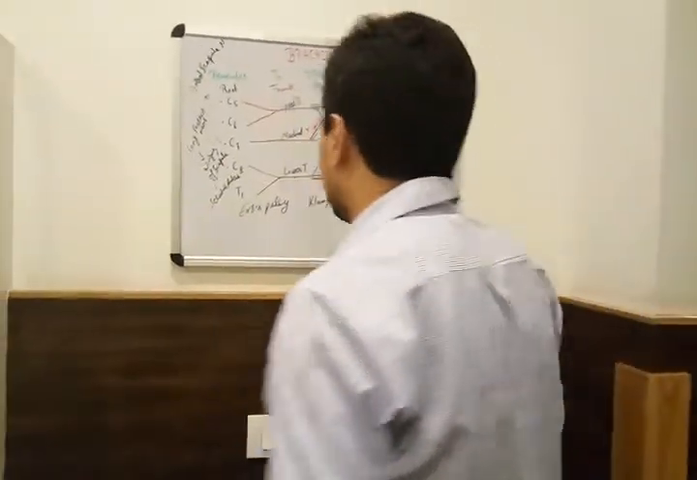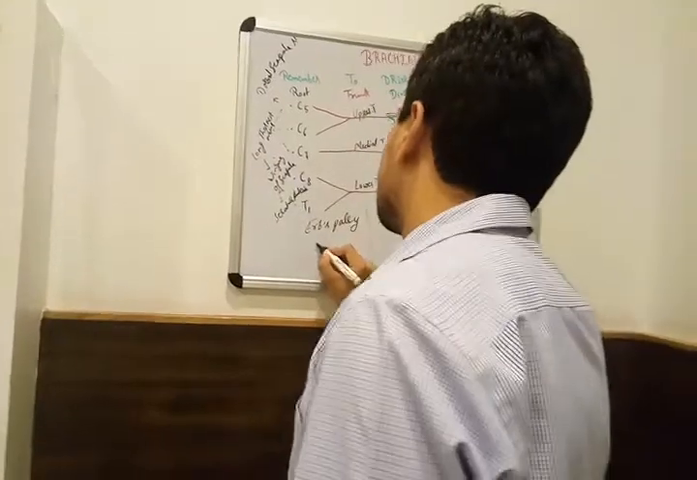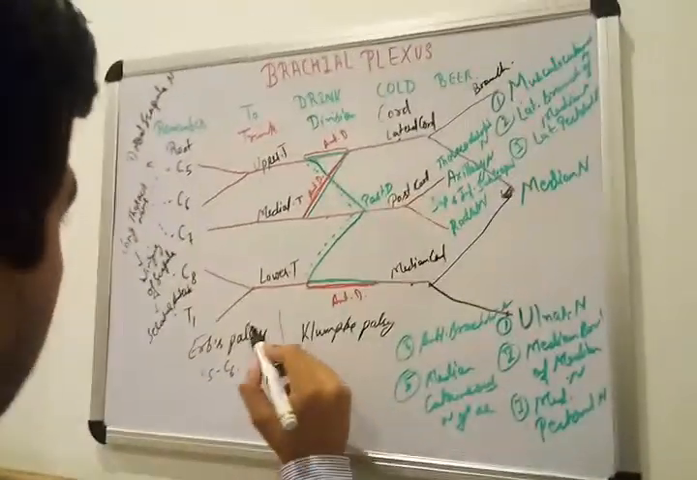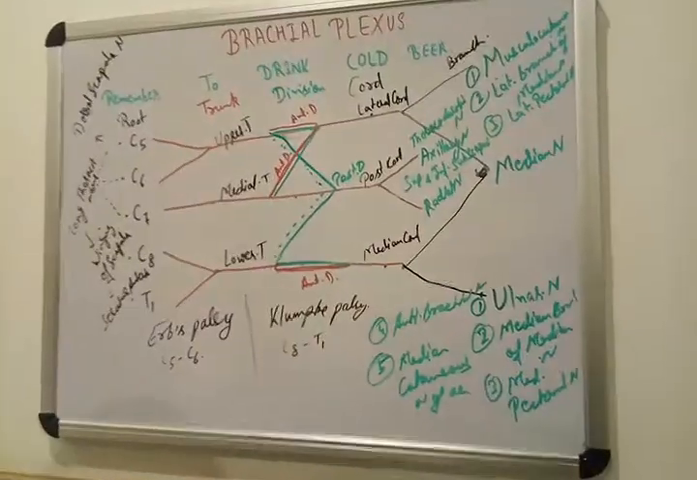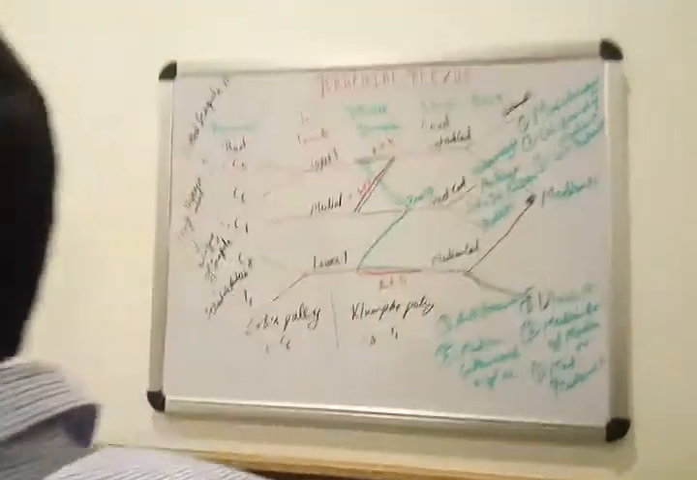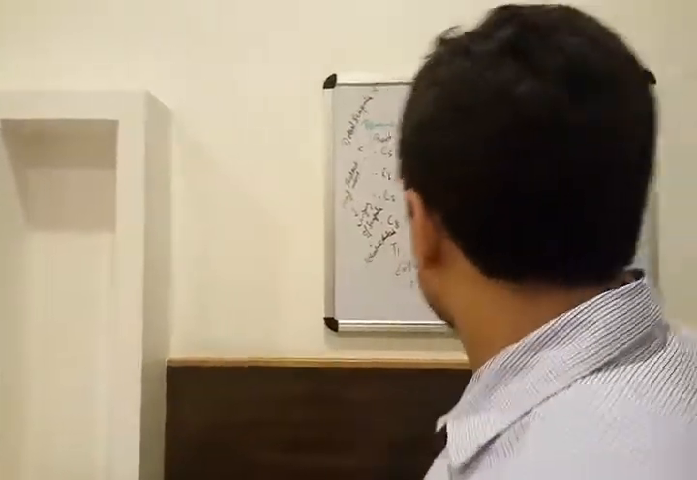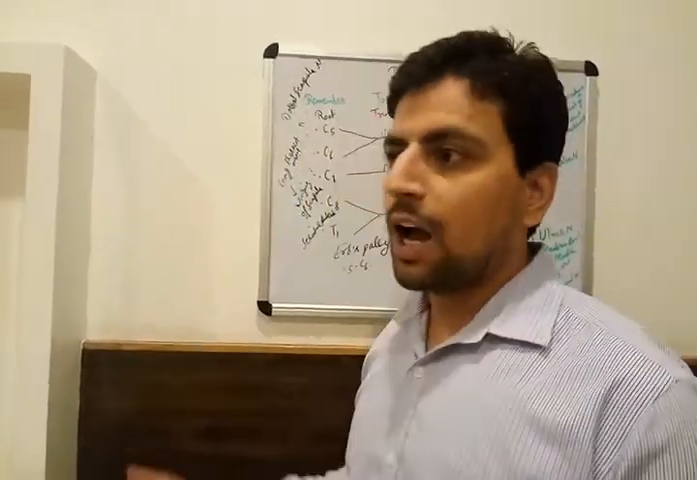Now I'm going to explain what is Erb's palsy. Erb's palsy includes the C5 and C6 nerves. Klumpke palsy includes the C8 and T1 nerves. Klumpke's palsy. So my question goes to Dr. Emily. Please answer, in Klumpke palsy, there is a claw hand, and how does it look?